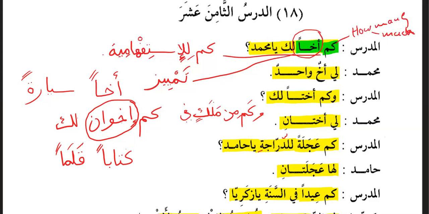So here we see that the min, which is a harf jar, has come in between these two and turned it into kasras instead of kam malakan. We say kam min malakin. That's something different. Don't worry about that for now.